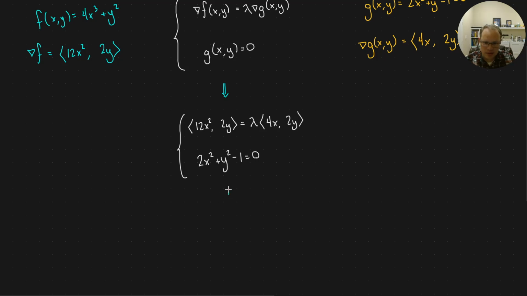And then let's separate out the equations, the components in our vector equation. First component equals first component. The first component on the left side is 12x squared. On the right side, if I distribute that multiplier lambda in, I get 4 lambda x. And then second component equals second component: I get 2y equals 2 lambda y.